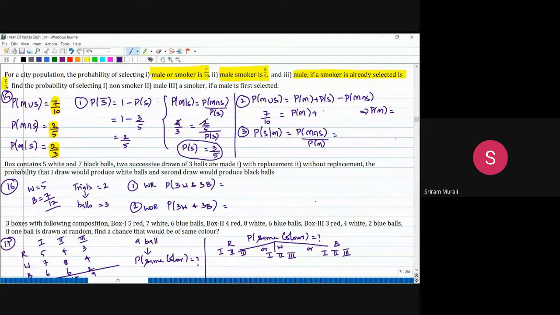P of S is to be found. It is already found. P of S, just now we found, is equal to 3 by 5. Minus intersection is given as minus 2 by 5. So what can be P of M? P of M is supposed to be, just to simplify these two cases, 7 by 10 minus 1 by 5. What can be 7 by 10 minus 1 by 5?